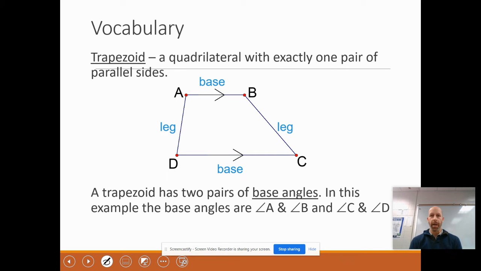So let's make sure we understand what these things are. A trapezoid is a quadrilateral with exactly one pair of parallel sides. So this is important. The parallel sides are what we call the bases, and the non-parallel sides, we call those legs.